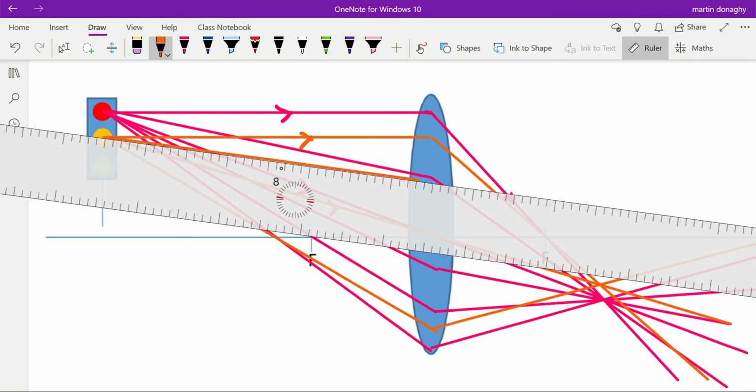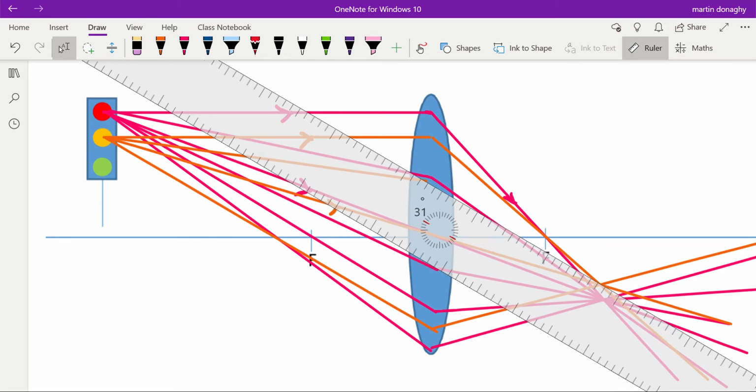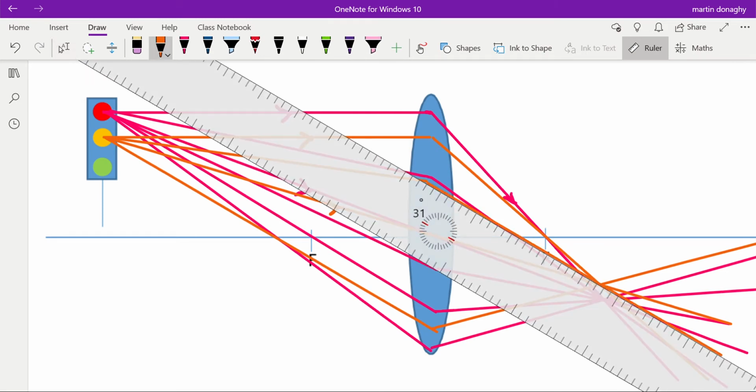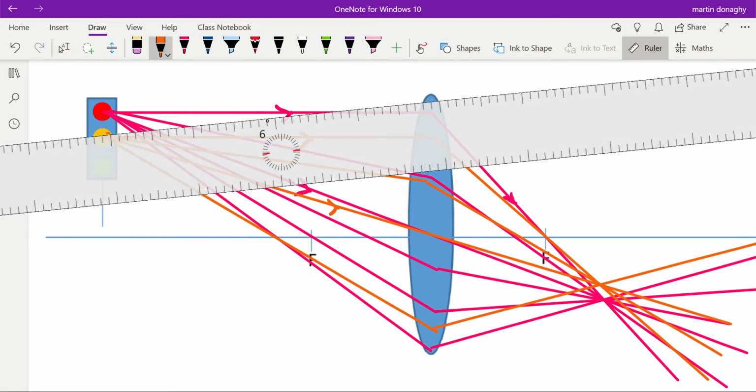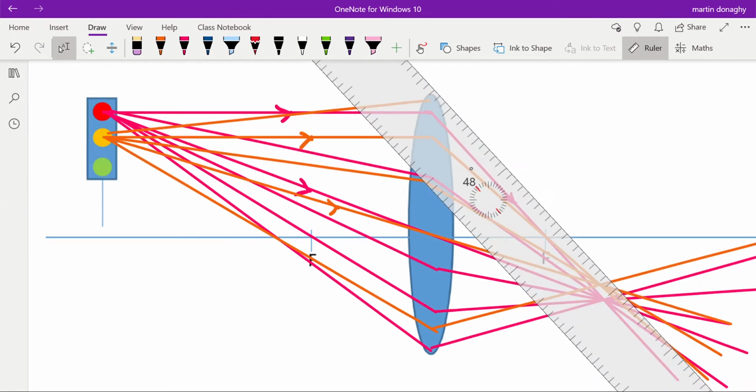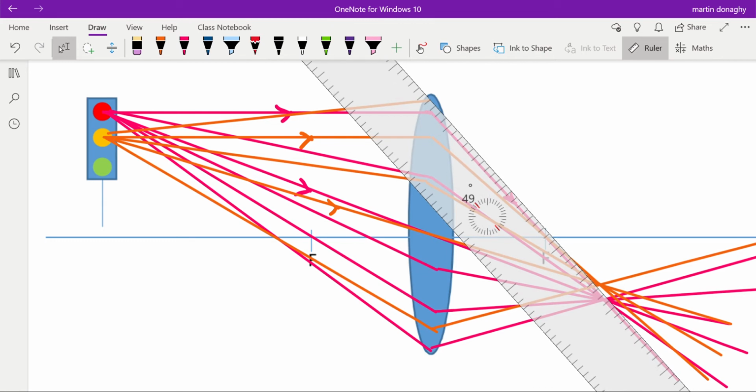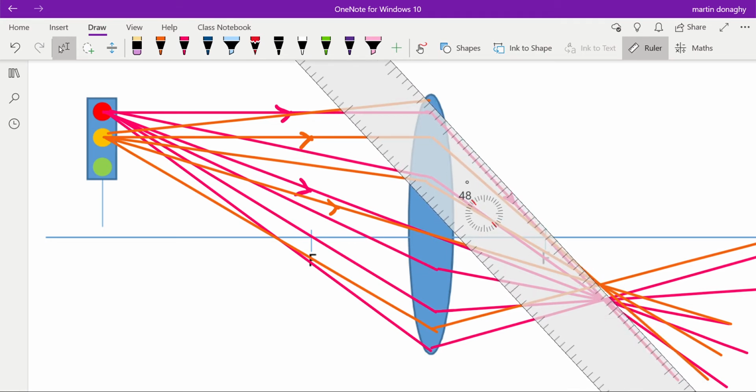Just do a few more. And this one meets where the others meet. And once again, I could draw lots and lots and lots. I'll just do one more for the amber one. And we end up with rays that look something like that.